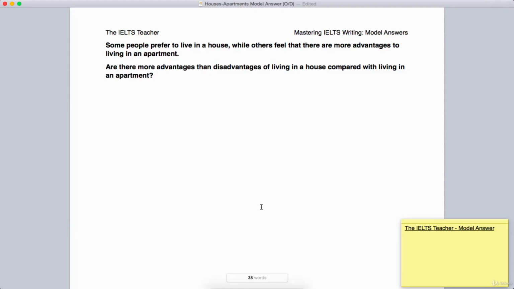Some people prefer to live in a house, while others feel that there are more advantages to living in an apartment. Are there more advantages than disadvantages of living in a house compared with living in an apartment? That's the question we're going to look at today. And as usual, I want you to think about the usual process that we go through.